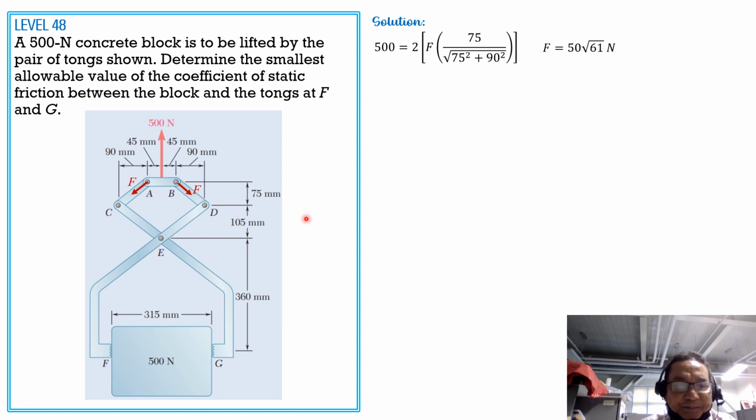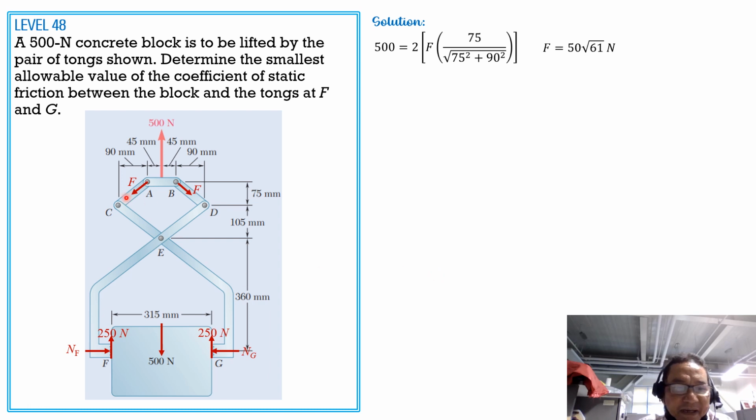Then we draw the free body diagram of the block. We have the weight 500 newtons. So we'll call the normal reaction at F as N_F, at G N_G, but they are equal by symmetry. And this is 250, half of 500. That's also 250 newtons, half of 500. And that 250 is supposedly the frictional resistance between the teeth of this part and the concrete block.